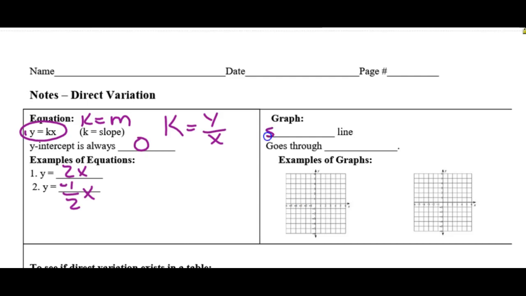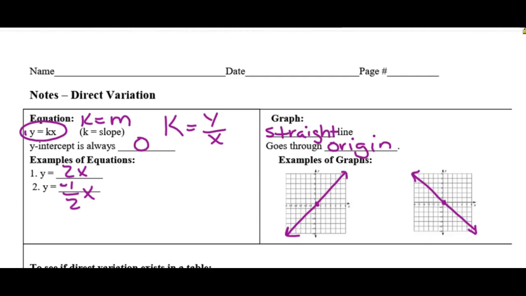Graphically, it's always a straight line that goes through the origin. So some examples of a graph going through the origin, straight. It does need to be diagonal though. Can't be horizontal or vertical. It can be positive or negative. It's going to be going uphill or down.